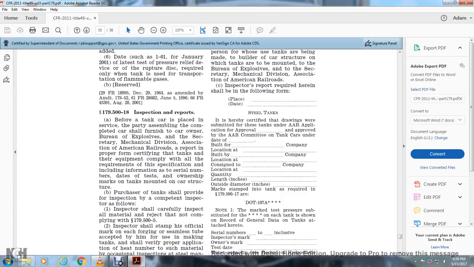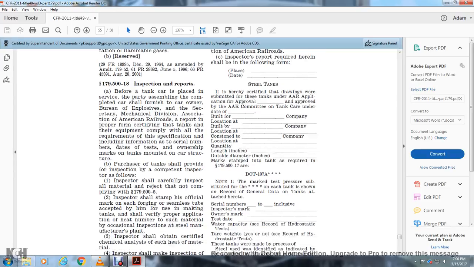179.518 Inspection and reports. Before the tank car is placed in service, the department assembly, complete with the shell, shall be furnished to the car owner, the Bureau of Explosives, and the Secretary of the Mechanical Division, Association of American Railroads. The report and proper certifying of the tank shall comply with all the requirements and specifications, including the serial number, dates of testing, ownership marks, and tank amount. The purchase of the tank shall be provided with the inspection.